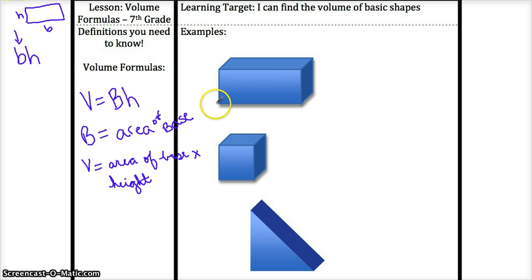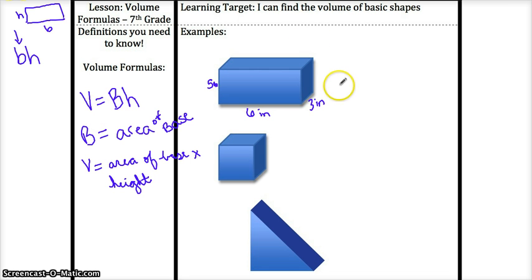Okay, so let's go ahead and do this rectangular prism first. This length is going to be 6 inches, and this width is going to be 3 inches. And the height is going to be 5. I'm just going to write it over here so it's all on the white: 5 inches. All right, so I have the length, the width, and the height.